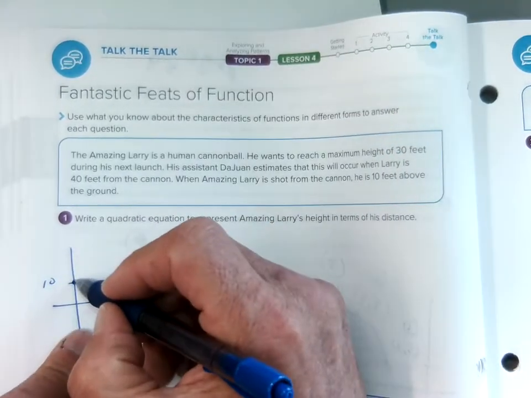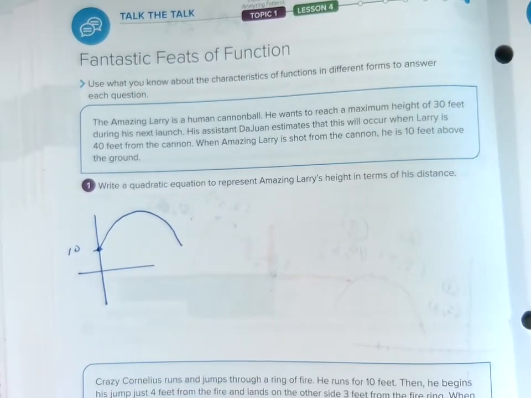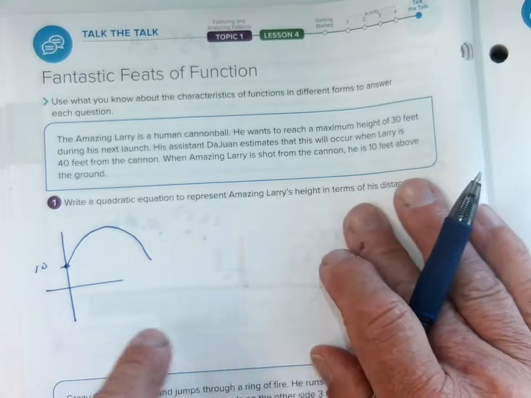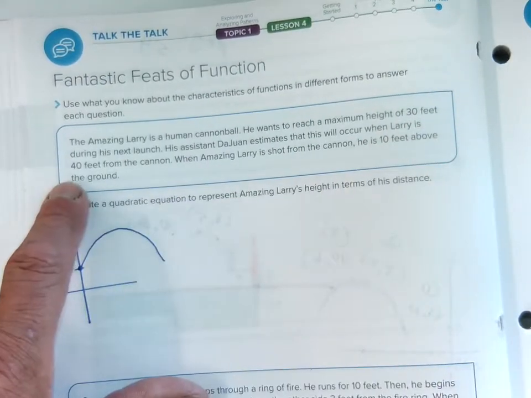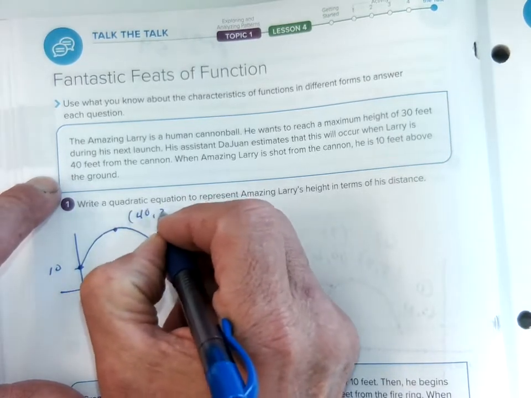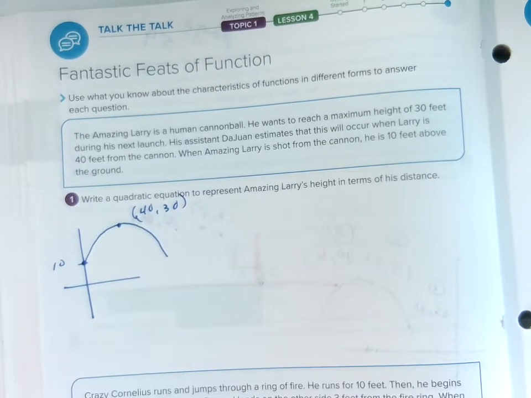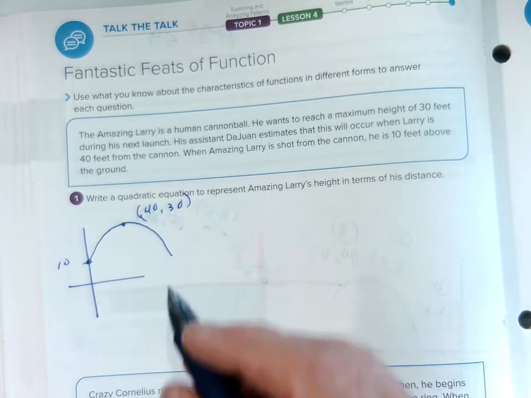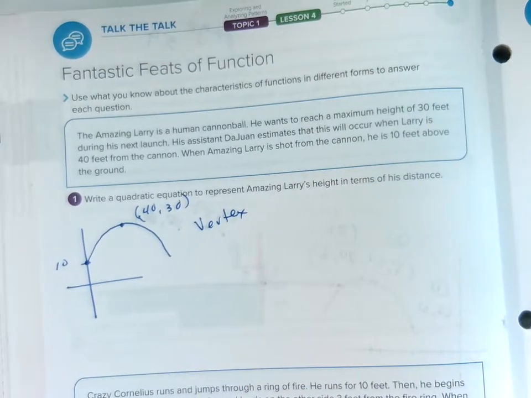And he's shot up, right? It's like a quadratic to me. We know that his maximum height is 30 when he's 40 feet away. So that would be the vertex at 40, 30, okay? So then, again, I want you to find the equation, probably vertex form, because you've got a vertex there. The equation for amazing Larry, okay?